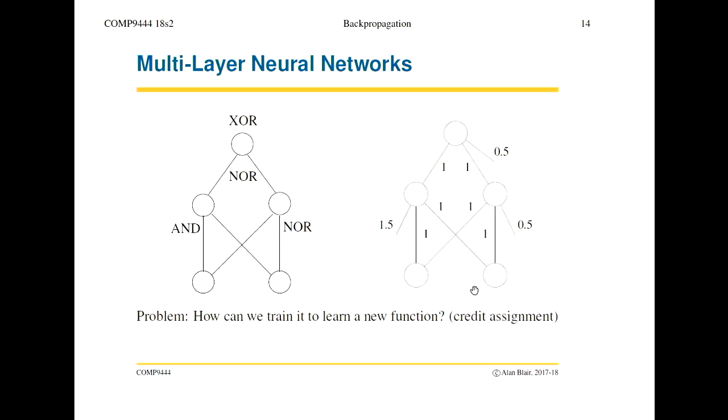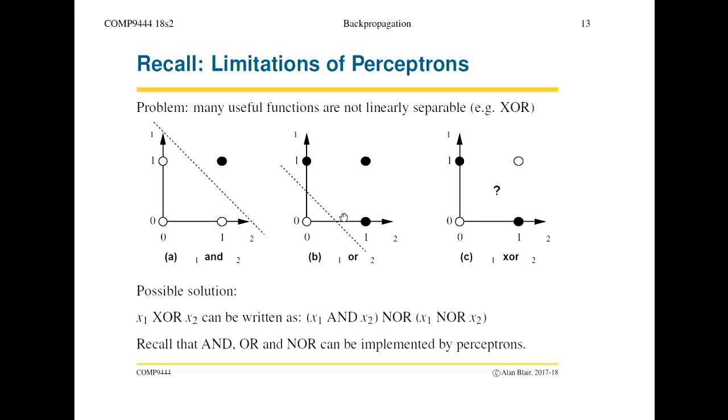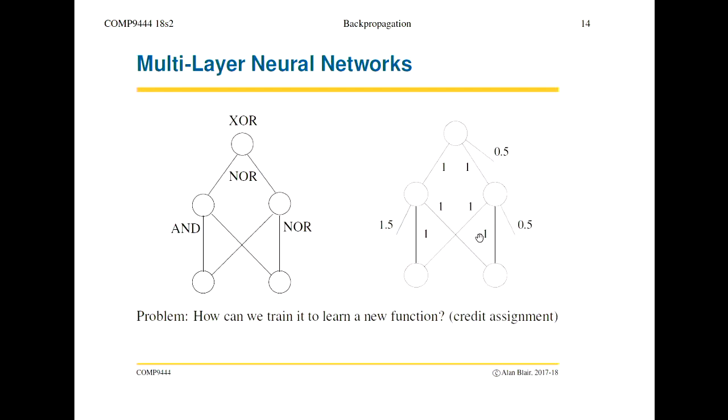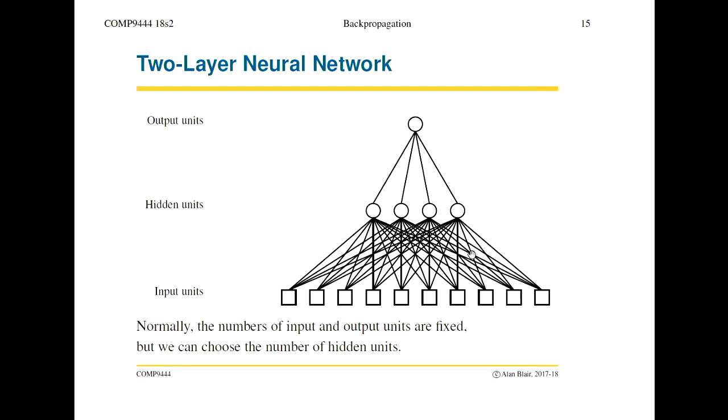So that gives me the clue of how to build not a single perceptron, but a network of perceptrons, a multi-layer perceptron that will compute XOR, because I know how to compute NOR and I know how to compute AND.